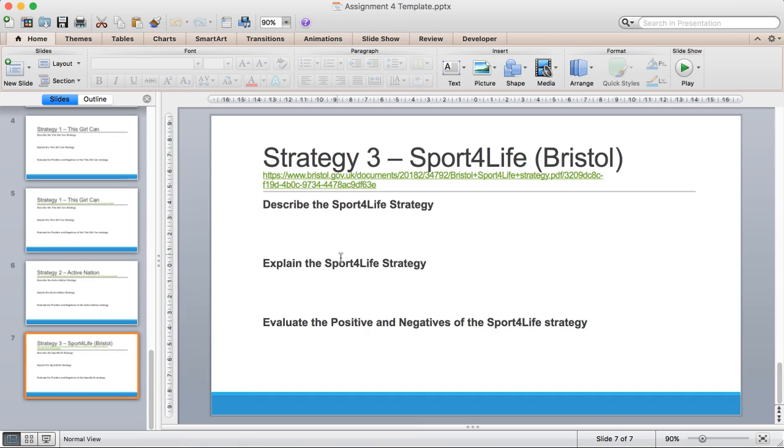And then finally, the 3rd strategy, which is a local strategy, it's called Sport for Life. You'll describe what that Sport for Life strategy is. You'll then explain that Sport for Life strategy, and then finally you will evaluate the positives and negatives of the Sport for Life strategy, making sure that when you get to these evaluative points that you give reason for why it's a positive and why it's a negative.